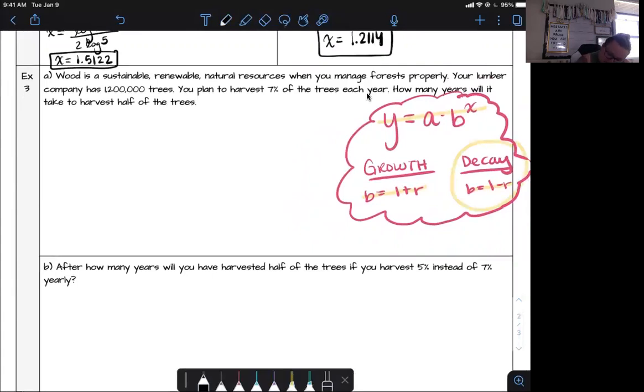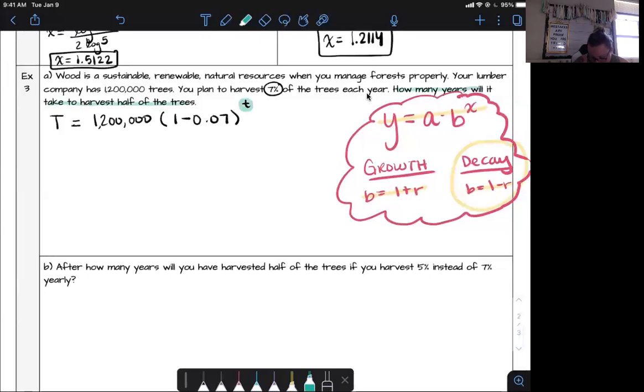So our total number of trees is equal to our initial value of 1,200,000 times 1 minus our rate of 7%, so 0.07, to the lowercase t for time. So we don't know how many years. We're trying to figure out how many years it will take to harvest half of the trees. So we're going to solve for t.